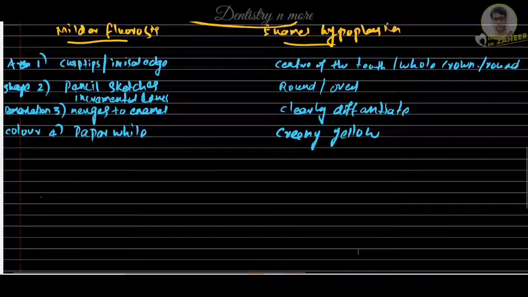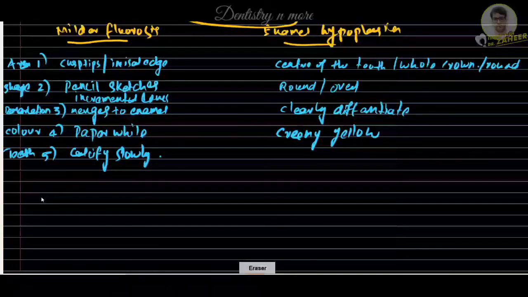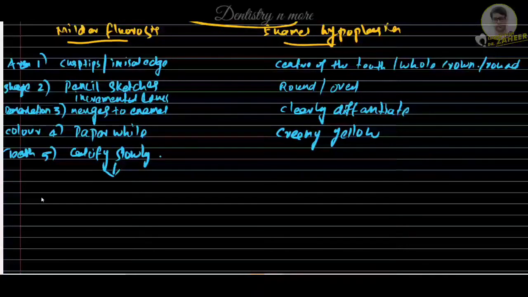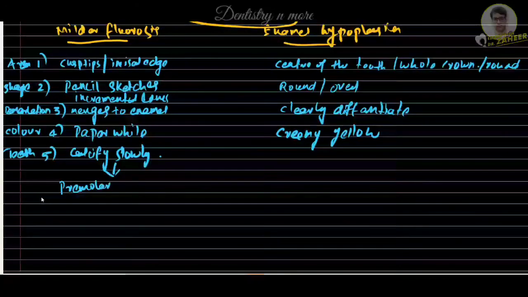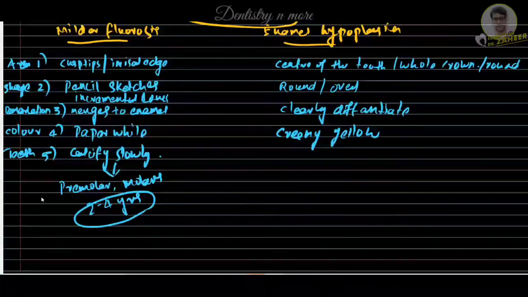The next one is the teeth affected. Fluorosis mostly affects teeth that calcify slowly, like premolars or molars, which take lots of time to calcify. Around 2 to 4 years it takes to calcify from beginning to end. Since mineralization is a slow process, fluorosis is also a slow process.